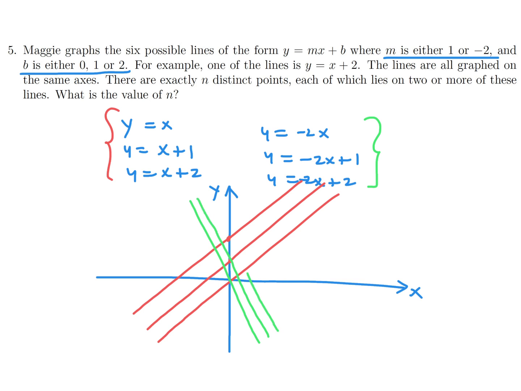And then there we go. Something like that, right? So now we want to figure out the distinct points that lie on two or more. So I guess, are there any intersection points?